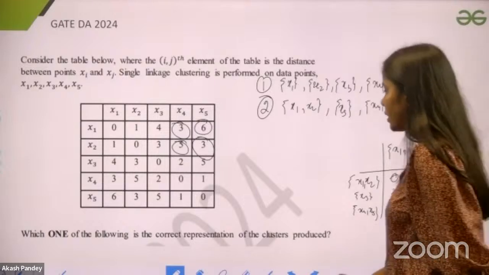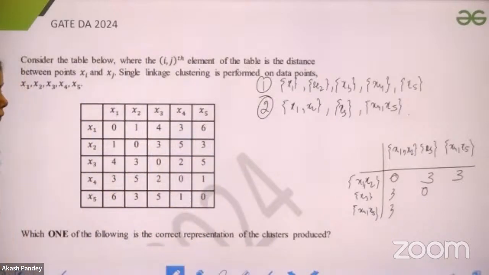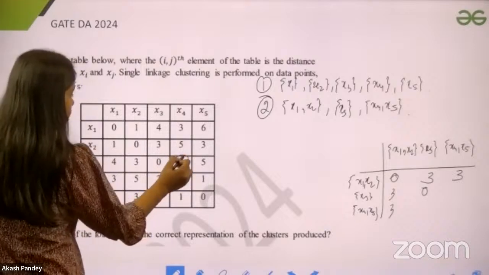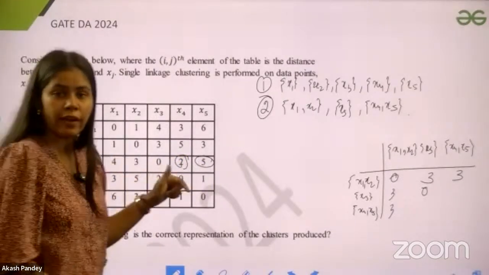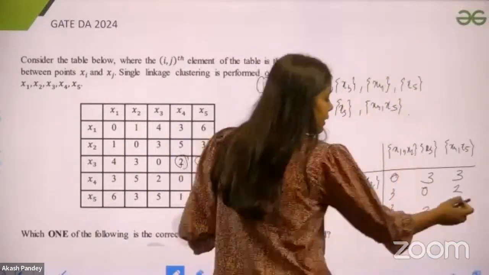Distance of x3 with x4, x5. So I'll find out the distance of x3 with x4, that is 2. And x3 with x5, that is 5. So out of 2 and 5, we have a minimum distance, that is 2. So we get this distance metric. And I can see that this is minimum.